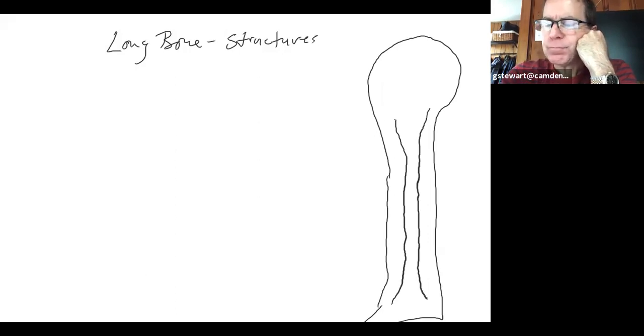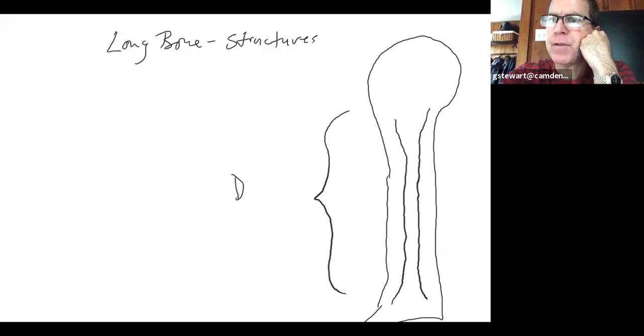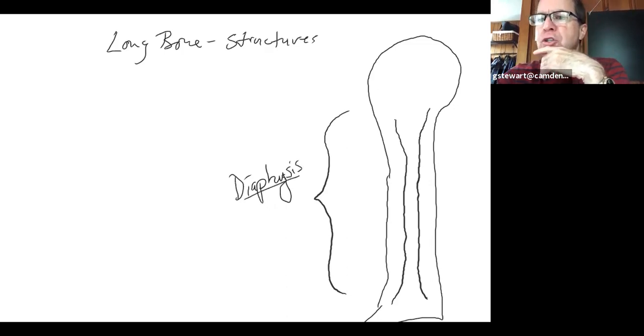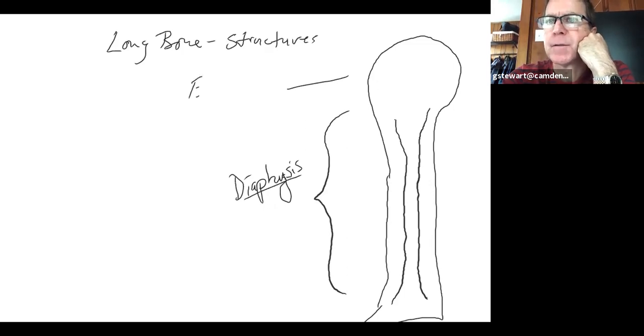And this shaft of the long bone is called the diaphysis. This is a lot of this skeletal system business, and A&P in general, is learning the language. Diaphysis just means the bone shaft of a long bone. The end of a long bone is called the epiphysis. So it's not complicated or difficult to understand, it's just learning new words. So there would be another epiphysis down here.